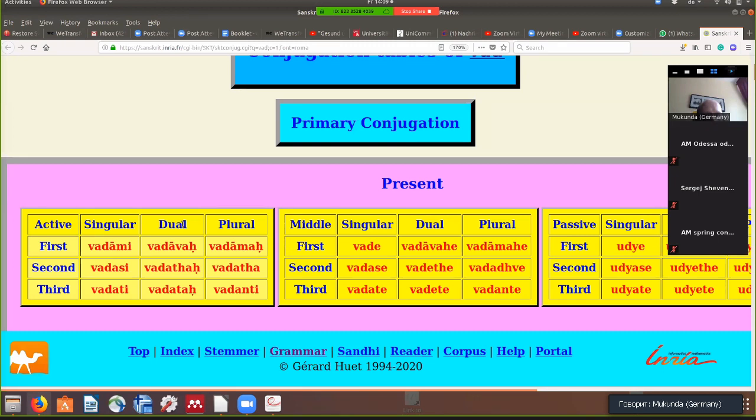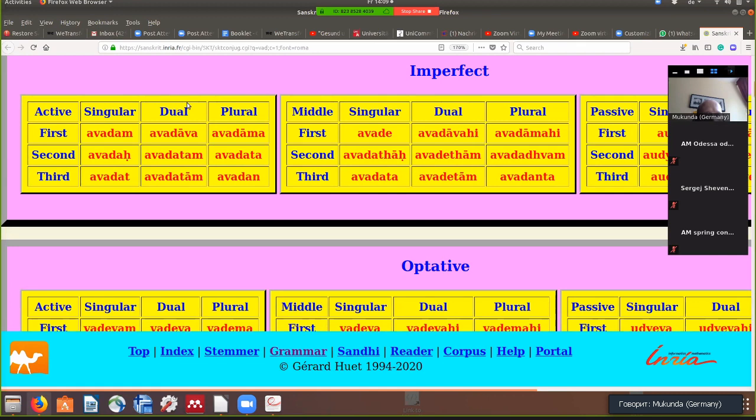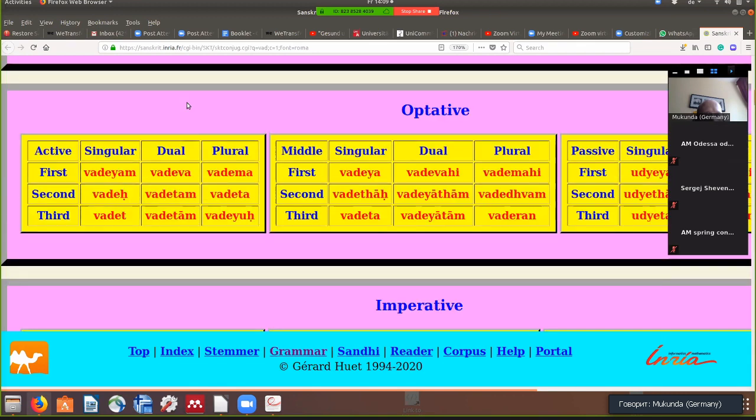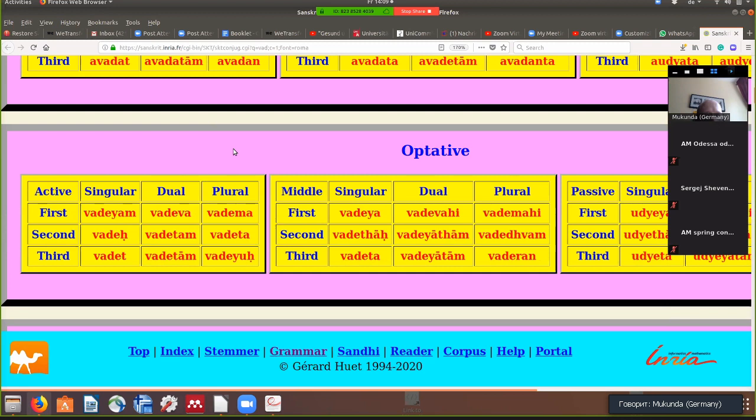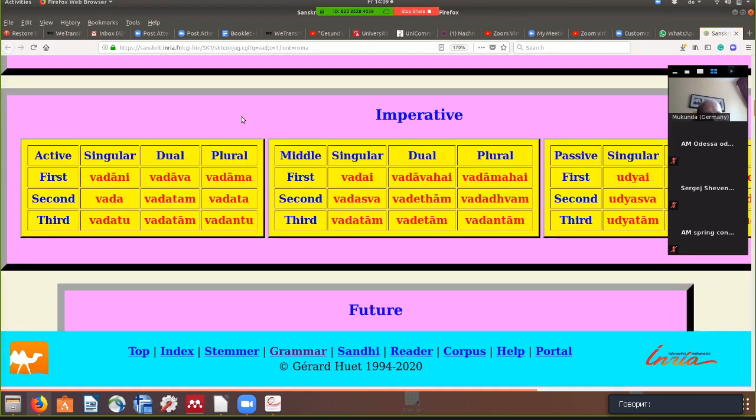Good. So then you have a huge variety of different tenses. You have a present tense, you have an imperfect, then you have an optative, which is counted as a tense. It's like a subjunctive or something like that. Then you have an imperative, so grammatically considered as a tense. This is when you make commands, and you can also make commands in the first person. Vadani would mean I must speak, or vadatu, he must speak.